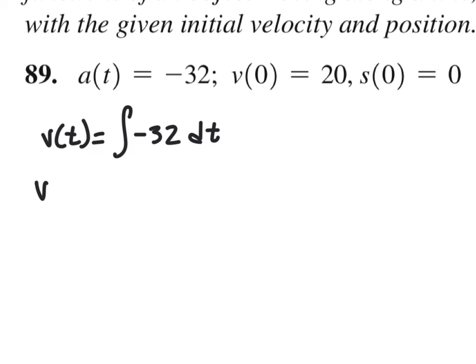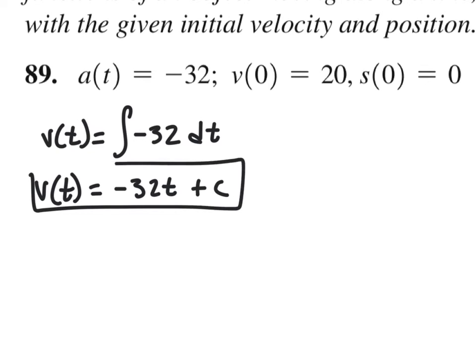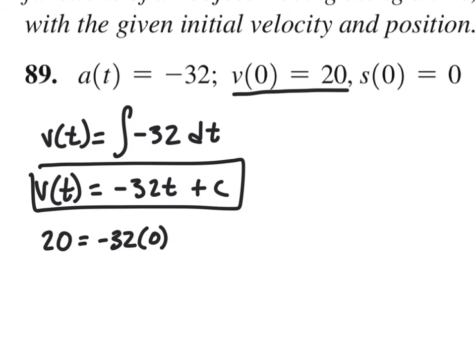So let's go ahead and figure that out, and that one's not too bad. I just get negative 32t plus c out of that, and that's my velocity function. Again, this is my general solution. So now I want to use my initial condition here to figure that out. I know that at time 0, my velocity is 20. So I plug in 20 for my velocity, and I get negative 32 times 0 plus c. That just becomes 0.